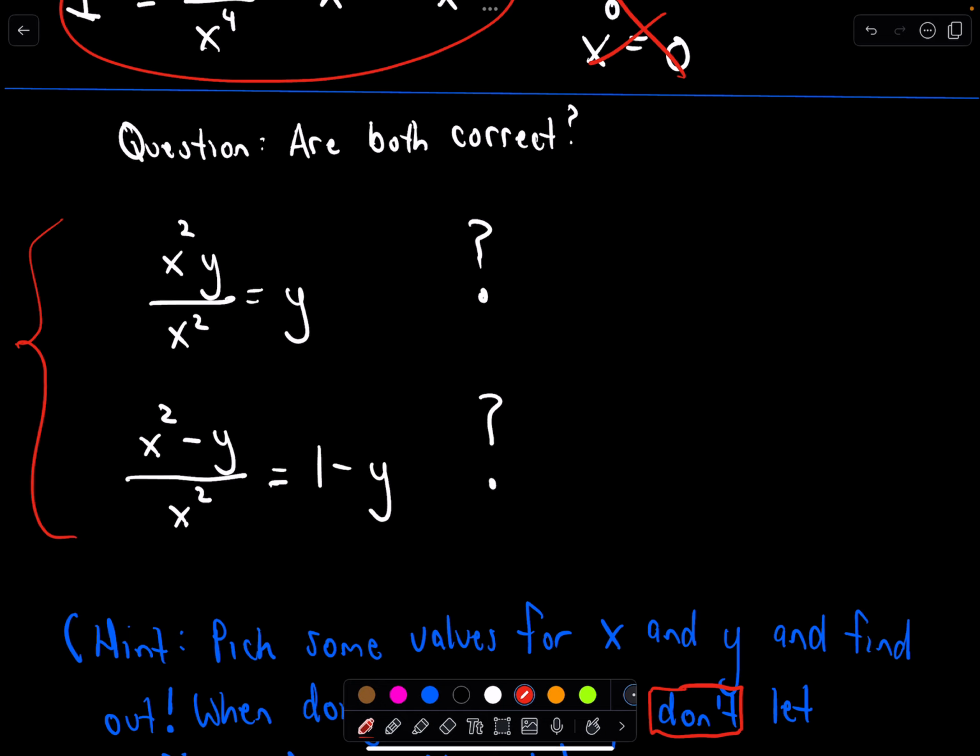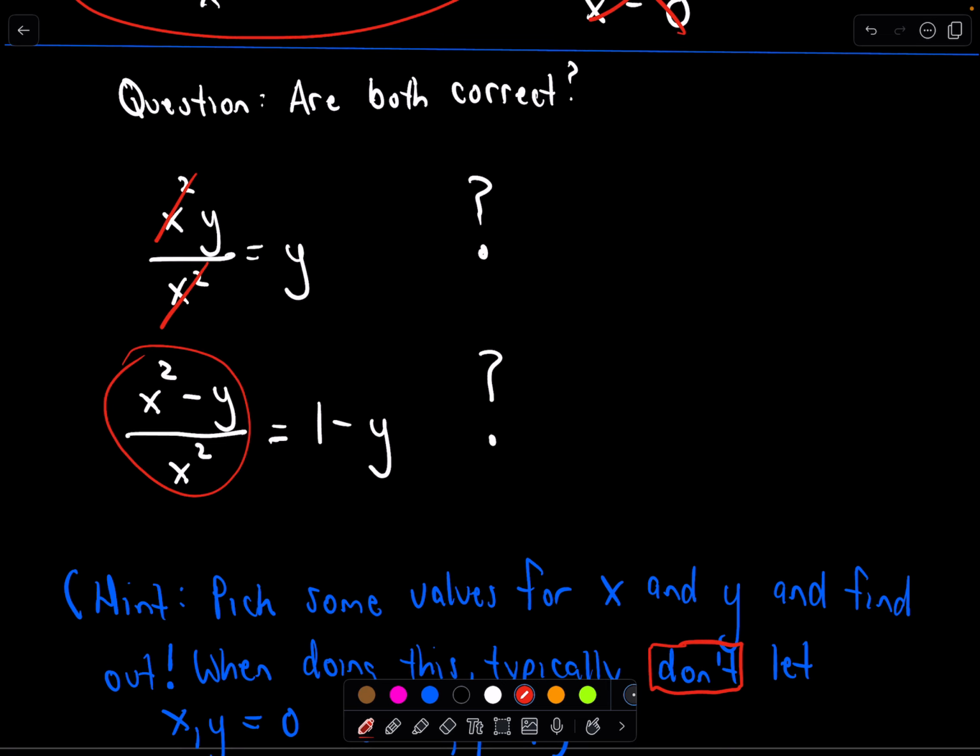I want to know if both of these simplifications are correct, and I'll let you think about this. In the first one, I've got x squared times y divided by x squared. And it looks like I've just canceled out an x squared and I'm left with y. So I'll ask you, is this correct? And then in my next one, I have x squared minus y over x squared. And it looks like I'm saying, well, x squared over x squared, that's equal to 1, and then I still have my minus y left over, right? So if I cancel those and get the 1, are both of these correct?